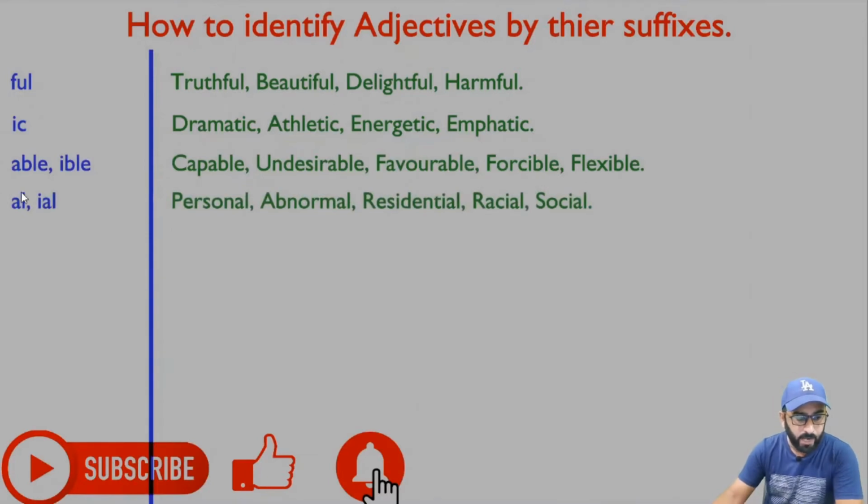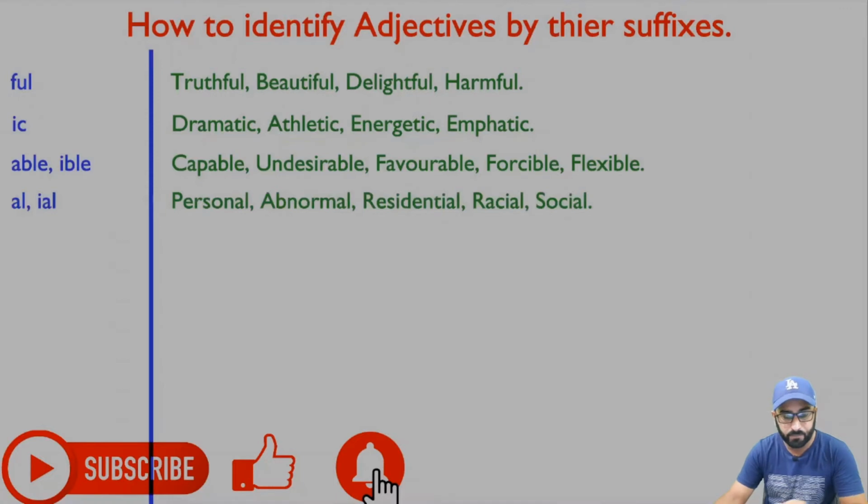Next we have -al or -ial, and any word that has the ending -al or -ial, we will call an adjective, such as personal, abnormal, residential, racial, and social. All these words are adjectives.